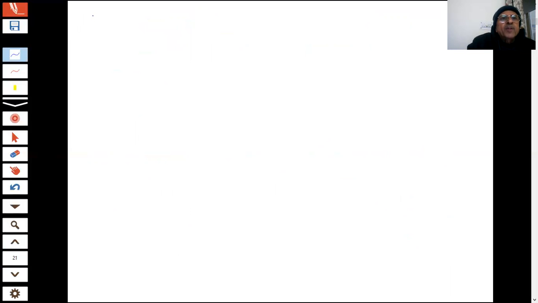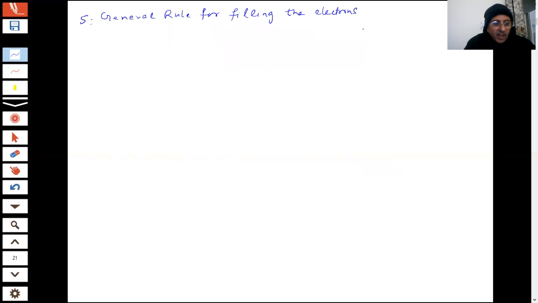Fifth point, the general rule for filling the electrons. Which shell will be filled first, students? The lowest energy. You always go from lower energy to higher energy. Yes or no? Yes, sir.